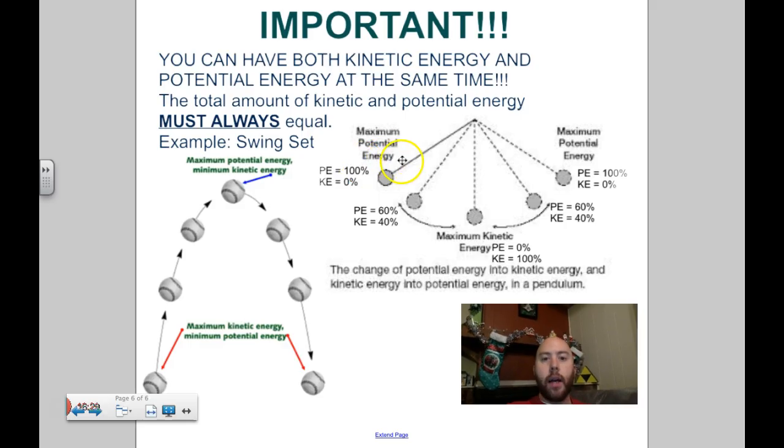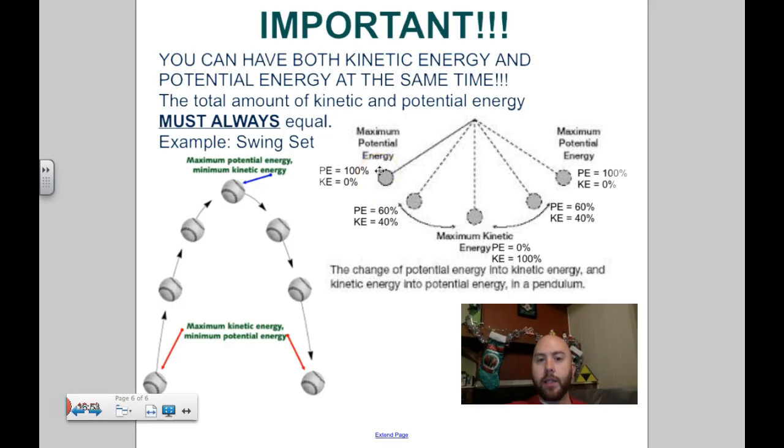When you're at the max height, the object's not moving, because whenever something swings back and forth, it has to stop for a split second before it goes the other direction. And if you stop, that means your velocity is 0. Well, 0 squared is 0. So 0 times anything is 0. So your kinetic energy is 0. And since you're at the maximum height, you have 100% potential energy.